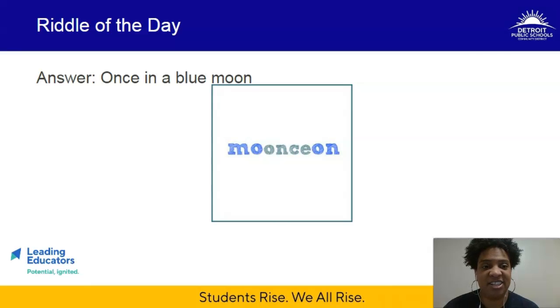Now, if you take a look at it, you're like, where in the world did that come from? If you look in the middle of the word, you'll see the word once. And if you were to take the word once out and put the remaining letters back together, you'd see the word moon remaining and that it's blue. So the word once is inside a blue moon. And that's a common phrase that people use.